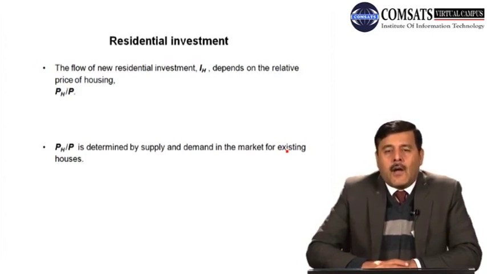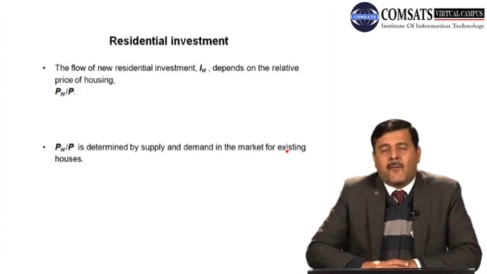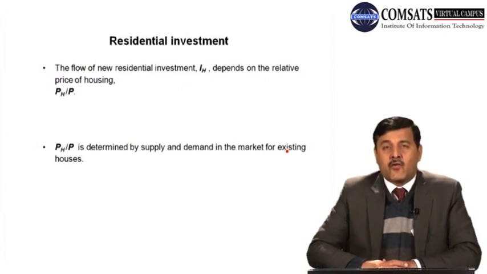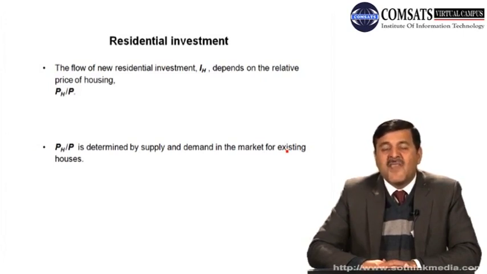Now we'll move to the second type of investment, which is the residential investment. The flow of new residential investment, IH, depends on the relative price of housing. So if we would like to determine what would be the level of residential investment in the country, which is IH, that depends on the relative price of housing, which is PH over P. PH is the price of housing, and P is the general price level in the country and the economy.